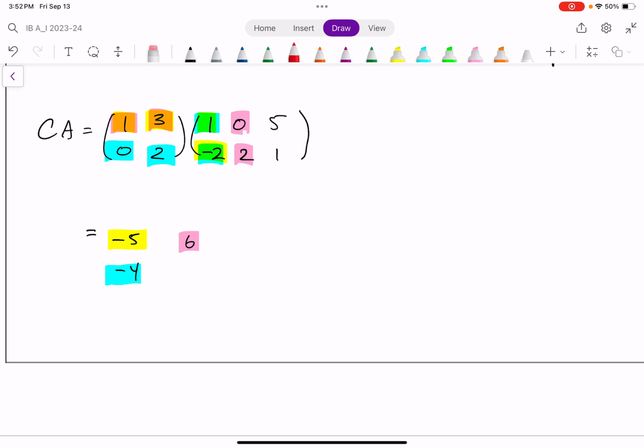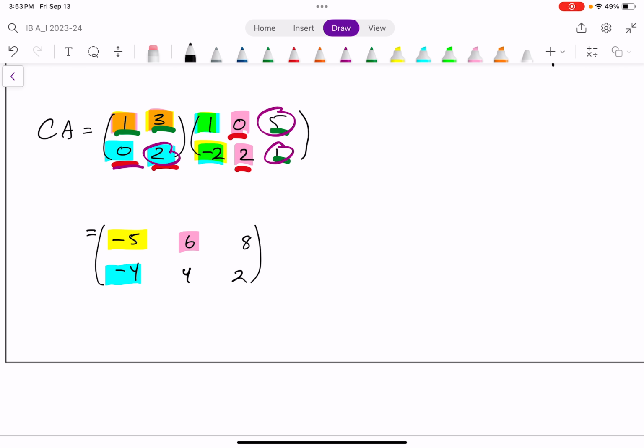Okay, my highlighting is getting really messy. I'll start circling. Next, for this term right here, I go 0 times 0, which is 0, plus 2 times 2, which is 4. So 0 plus 4 is 4. Almost done. For this element right here, I go 1 times 5, which is 5, plus 3 times 1, which is 3. 5 plus 3 is 8. And finally, last one for what goes right here, I'm going to go 0 times 5, which is 0, plus 2 times 1, which is 2. 0 plus 2 is 2. So this is my matrix.